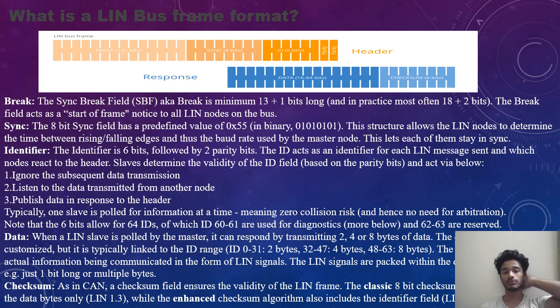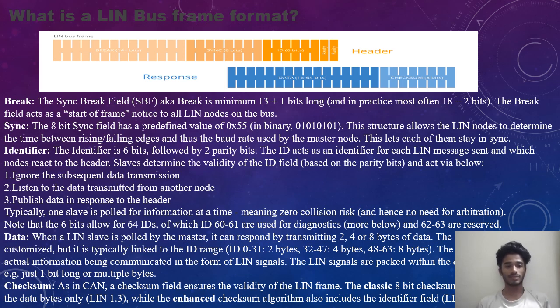So what is the LIN bus frame format? As we can look at the diagram, there's a header and there's a response. So what is break? Break is the synchronization break field, SBF, aka break, a minimum of 13 plus 1 bits long. The break field acts as a start of frame notice to all LIN nodes on the bus. Also, the next point is sync. The 8-bit sync field has a predefined value of 0x55, which in binary is 01010101. The structure allows the LIN nodes to determine the time between rising or falling edges, and thus the baud rate used by the master node. This lets each of them stay in sync.